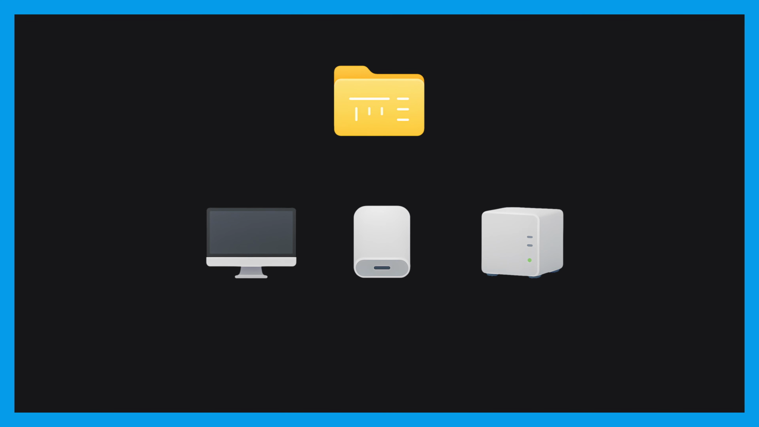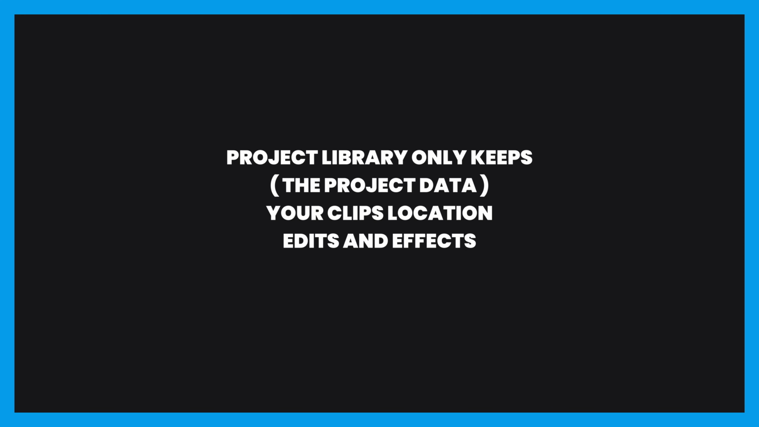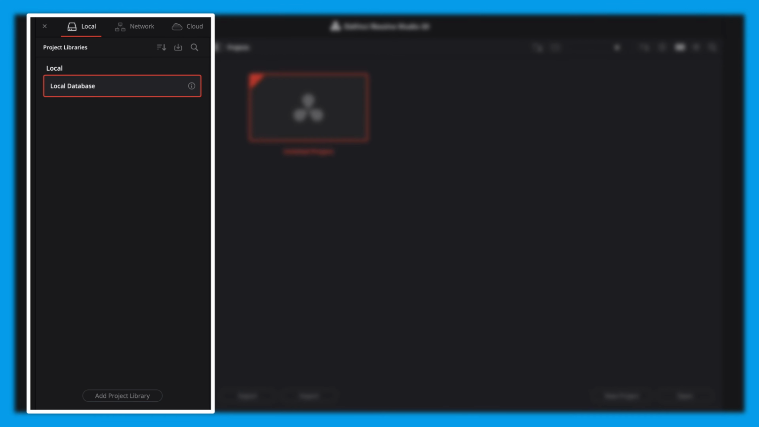The next part is really important. The project library does not hold your actual video, audio, or image files. Your media can be stored anywhere, such as your desktop, an external hard drive, a NAS, which is a network-attached storage. The project library only keeps the project data, so that's where your clips are, the edits you've made, and any effects you've applied.